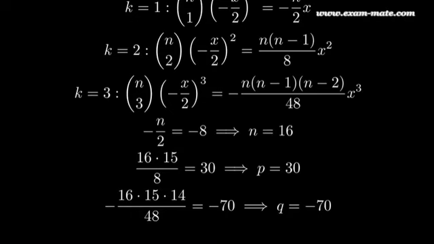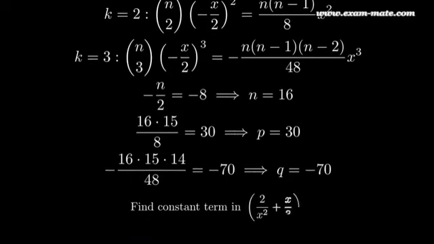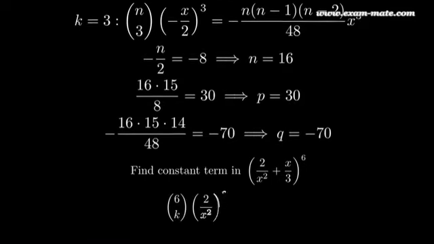Now, let's solve part B. We need to find the term independent of x in the expansion of (2 over x squared plus x over 3) to the 6th power. Let's write out the general term using the binomial theorem. The general term will be 6 choose k times (2 over x squared) to the power 6 minus k times (x over 3) to the power k.